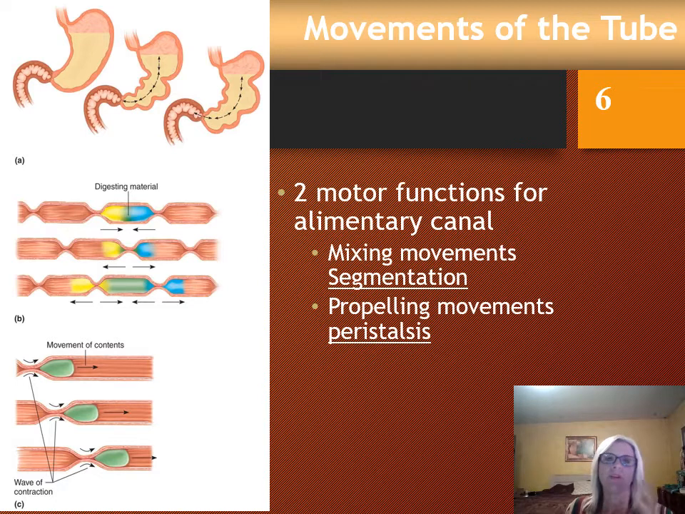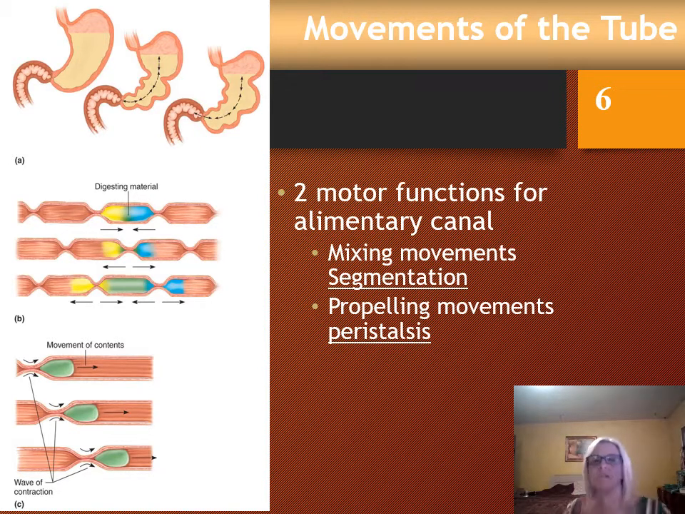All right, so I talked about movements. I talked about segmentation and peristalsis. So let's look at what that is. We have movements. We've got to have a way for this food to move through our alimentary canal. If it's 8 meters long, how is it getting through all of these 8 meters, right? So we have mixing movements, and that's segmentation, and then we have propelling movements, that's peristalsis.